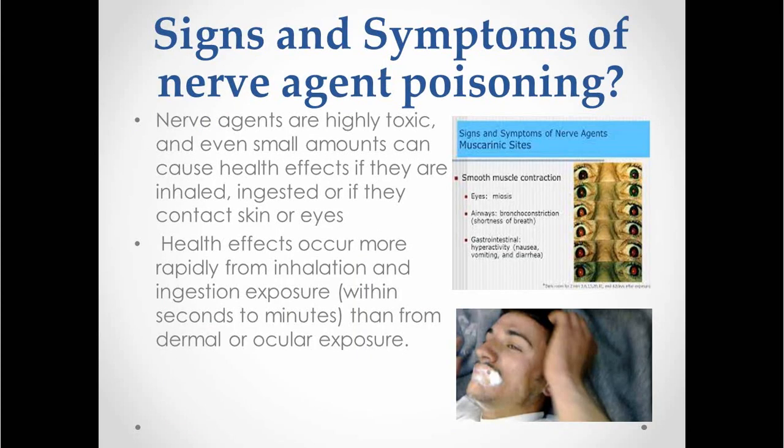Signs and symptoms of nerve agent poisoning. Nerve agents are highly toxic, and even small amounts can cause health effects if they are inhaled, ingested, or if they contact skin or eyes. Health effects occur more rapidly from inhalation and ingestion exposure, within seconds to minutes, than from dermal or ocular exposure.